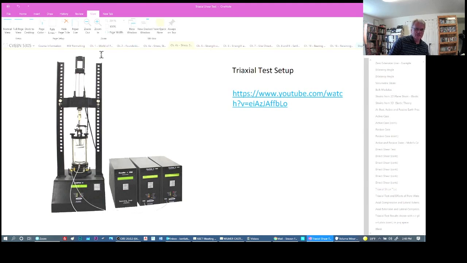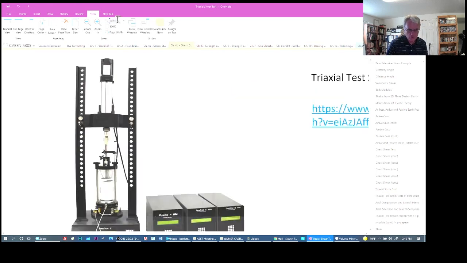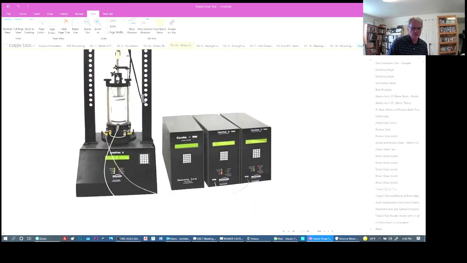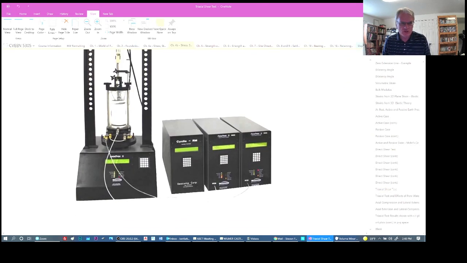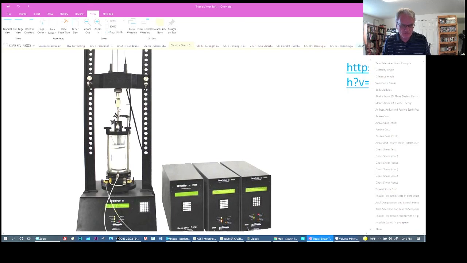Remember in class I discussed that inside, let's see if I can even zoom more, the specimen is a sample of soil inside this, and there's O-rings top and bottom and tubes that go into that so that we can control the pore pressures and water in and out of the specimen independent of the cell. So we can apply an increase in vertical stress. We sometimes call that the deviatoric stress in this direction.